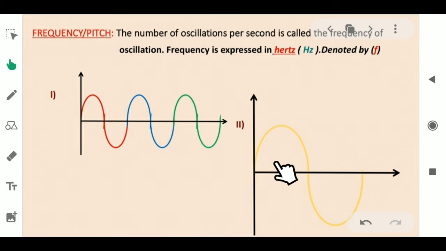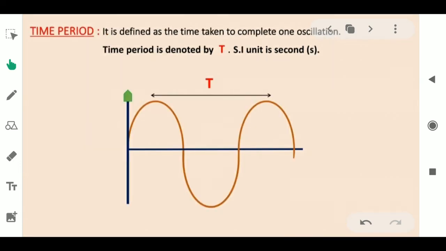So two cases are here. In the first case, the number of oscillations produced in a second is 3. In the second case, the number of oscillations produced is only 1, because the wave starts from this position and ends here. So only one wave is produced in this case. Clear? Yes. Dear students, another important property is time period.